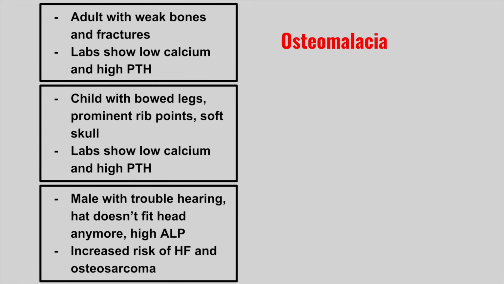Next, we have a child with bowed legs, prominent rib points, a soft skull, and the labs show low calcium and a high PTH. So this is called rickets. Okay, so if a child has vitamin D deficiency, we call it rickets. If an adult has a vitamin D deficiency, we call it osteomalacia.